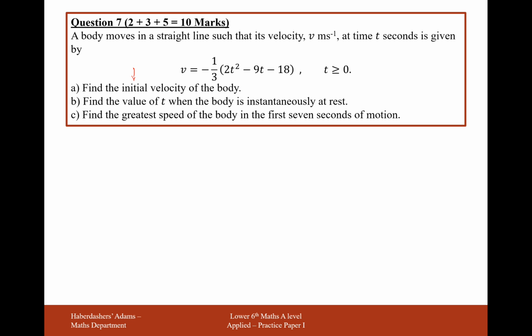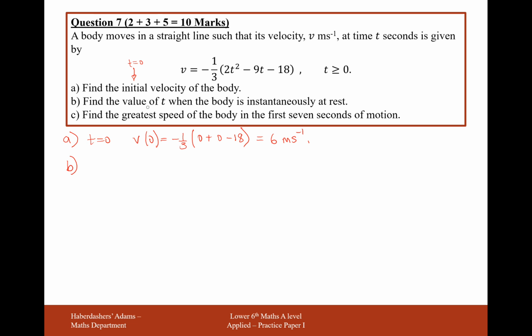So initial is the key word here, probably referring to the fact that t is going to equal 0. All we need to do is plug the value of t equals 0 into v. So v of 0 is just going to be minus a third of 0 for this part, add 0 for that part, and then minus 18 because that doesn't have a t in it. When we expand the brackets, this is going to be 6 meters per second. Okay, so fairly straightforward so far.